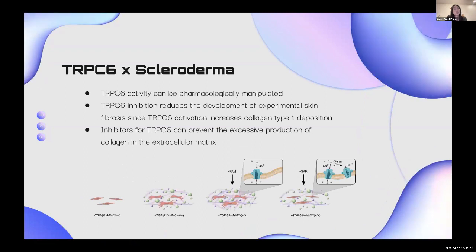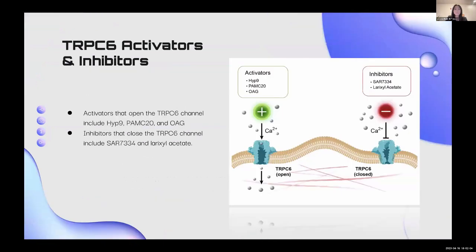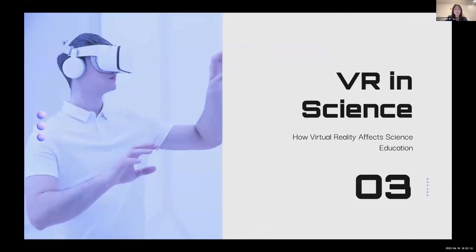The pharmacological TRPC6 inhibition reduces the development of experimental skin fibrosis. So by using inhibitors for TRPC6, it can prevent the excessive production of collagen in the extracellular matrix. And here are some activators and inhibitors that open the TRPC6 channel, as well as that close it.